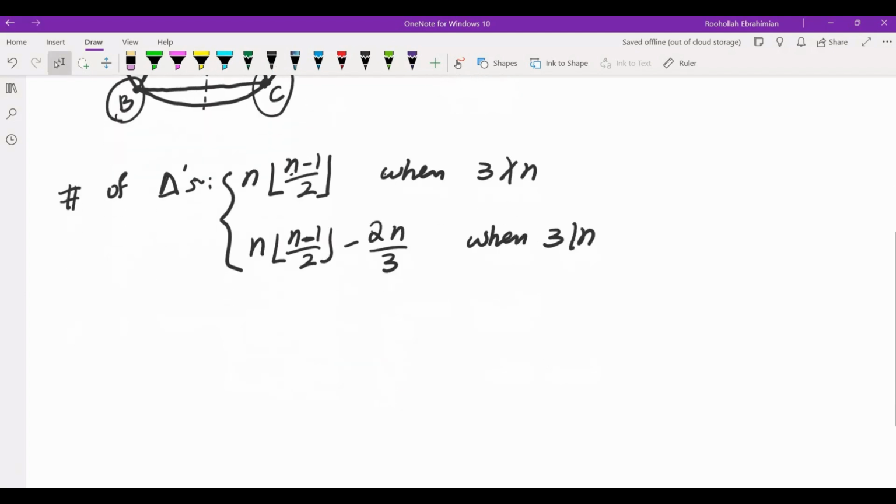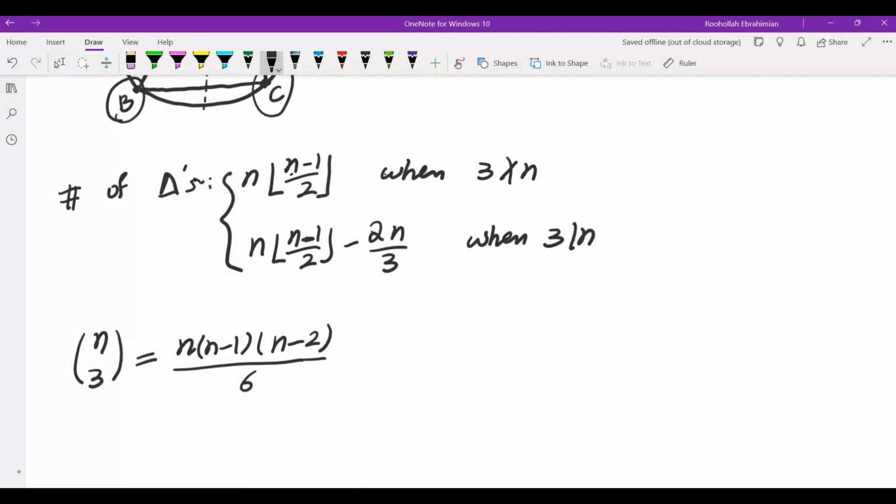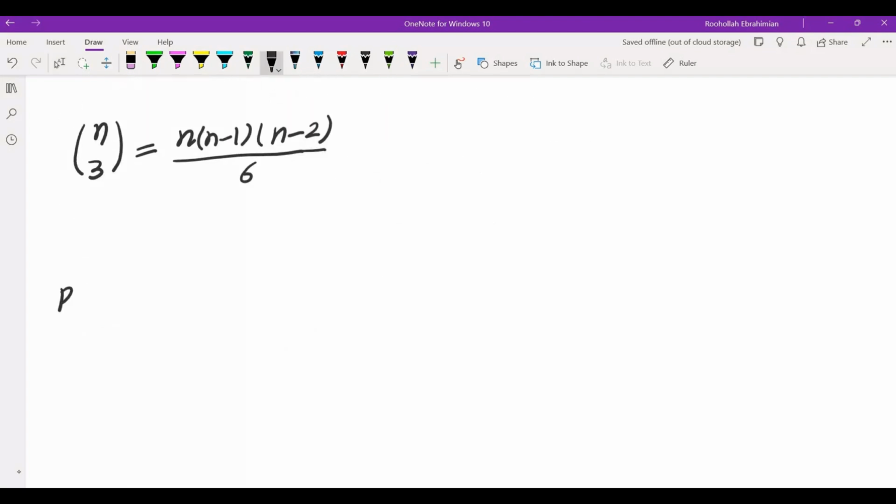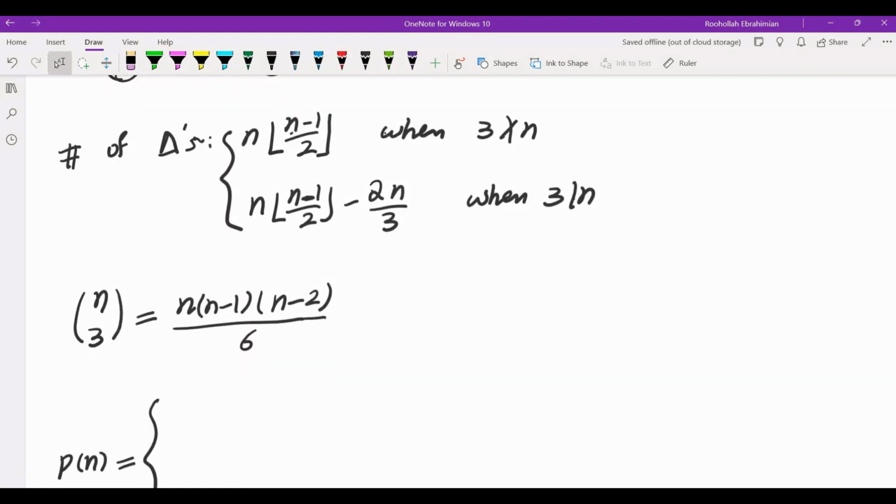In how many ways can we choose a triangle? That would be n choose 3, which is n times n minus 1 times n minus 2 divided by 6. So now what is the probability? The probability is the number of triangles divided by n choose 3. So the probability for n is going to be n times floor of n minus 1 over 2 divided by that. N cancels, we get 6 times floor of n minus 1 over 2 divided by n minus 1 times n minus 2.